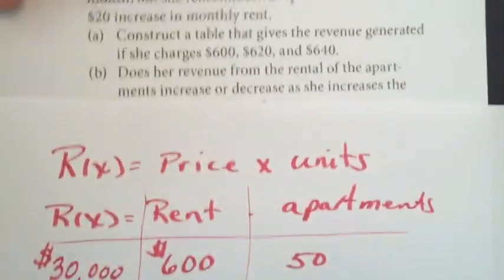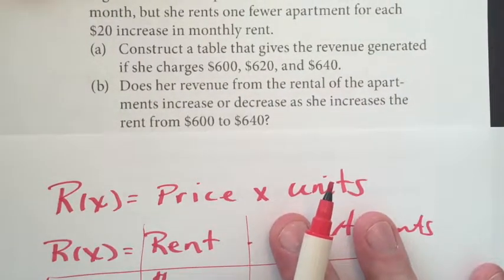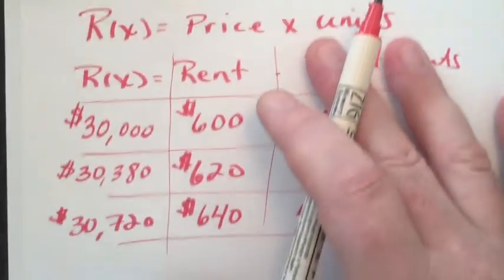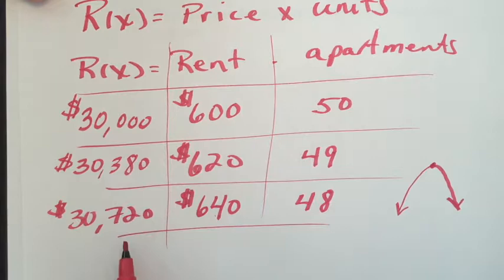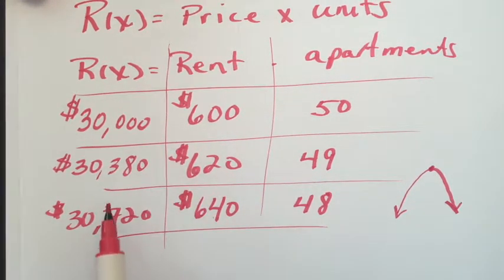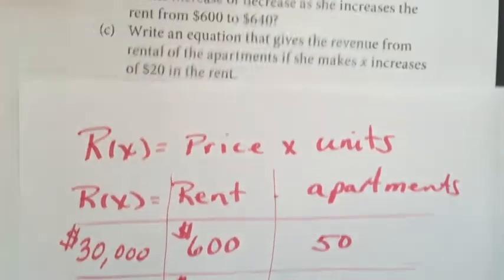So go back to part B here. Does her revenue from the rental of the apartment increase or decrease as she increases from 600 to 640? Well, in this case, revenue is going to increase. It's my responsibility just to remind you that it's not always going to increase as rent continues to increase. Now let's look at part C here.